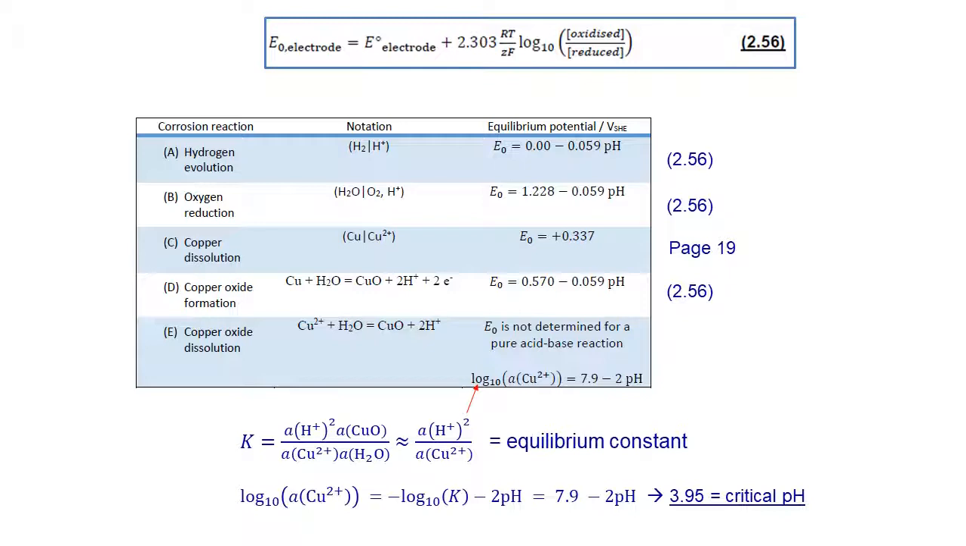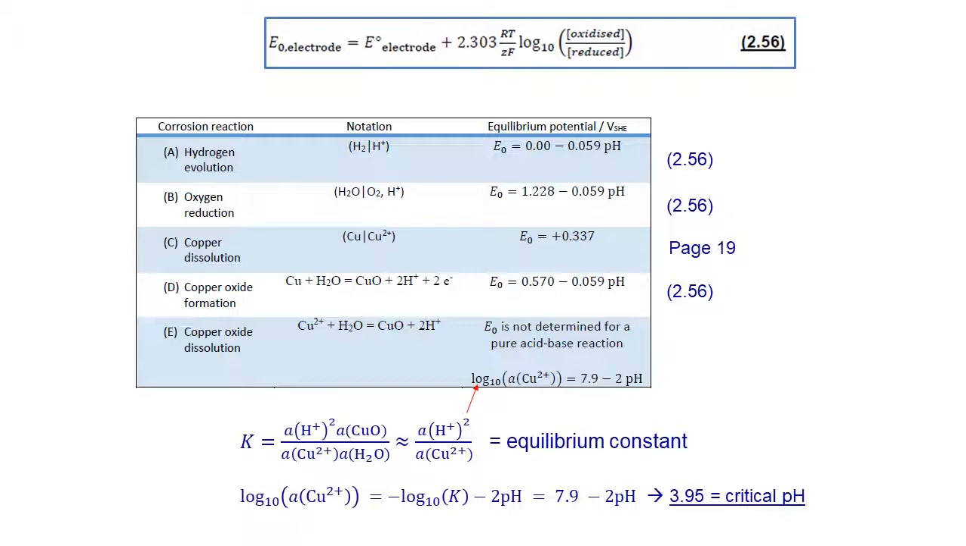And use that to get the equilibrium constant. If we do that, we can rearrange, putting in the value of K, to get an expression for the activity of copper 2+ ions which will be in equilibrium with the solid copper oxide, given the pH. We get an equation which says the log base 10 of the copper 2+ ion concentration is 7.9 minus 2 times the pH.